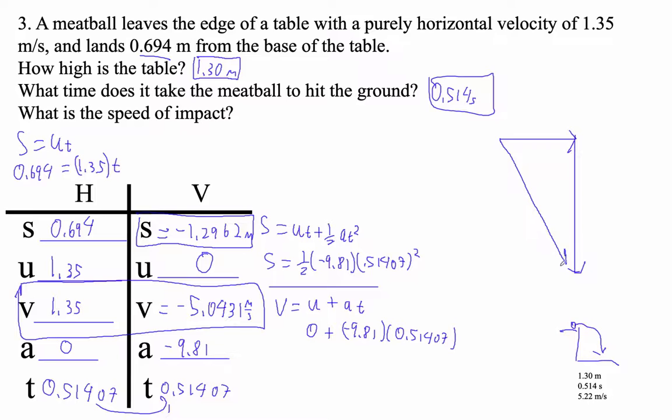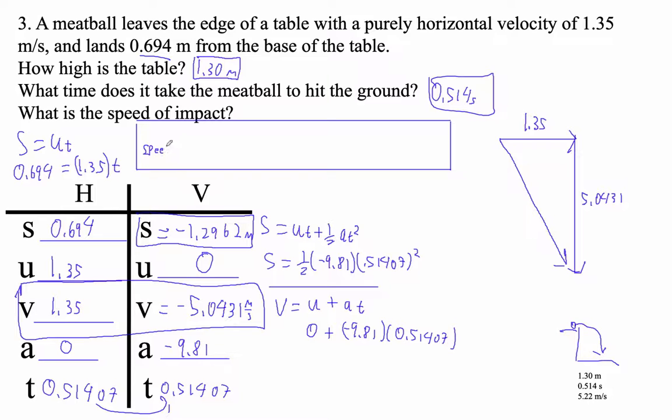Now I could do everything. I could find the angle and everything like that. But all I have to do is find the hypotenuse of the velocity vector, right? So the magnitude, the speed, we'll do that here. So the speed is the magnitude, is the square root of 1.35 plus 5.0431 squared.